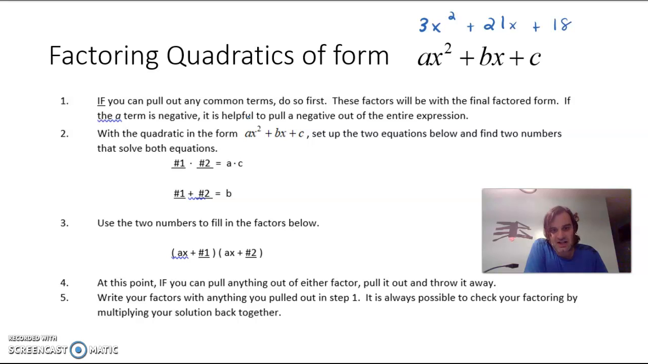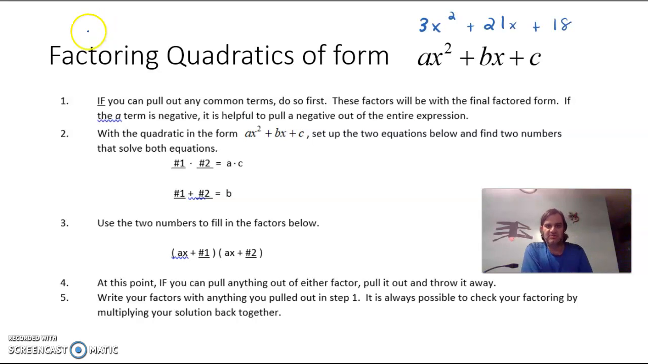The first one, you've got this quadratic. If you can pull out any common terms, do so first. So we talked about common terms already. If there's a common number that can be pulled out of all three terms, or even a variable, sometimes you might not start with a quadratic, but you can pull a variable out and then it turns into a quadratic. Do that first. If you do pull something out in the beginning, you're going to keep that until the end, and you will put it back with whatever terms you end up with.